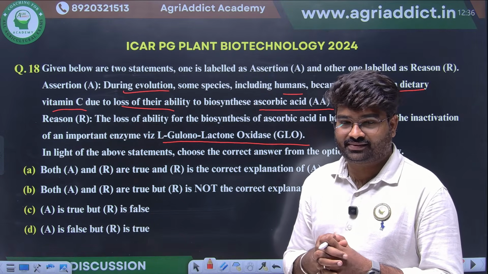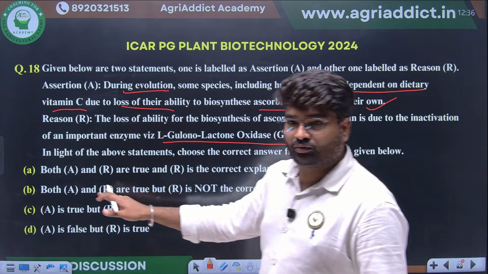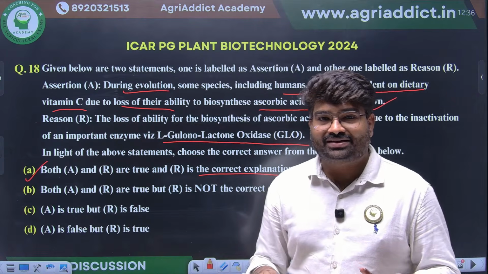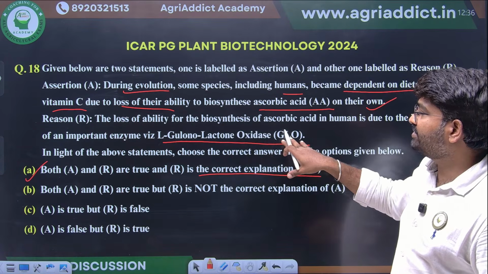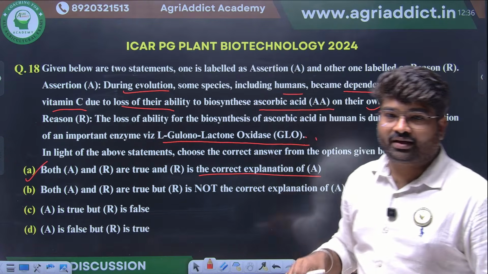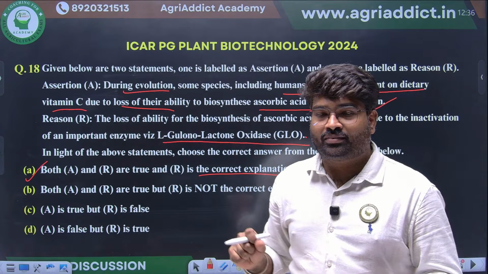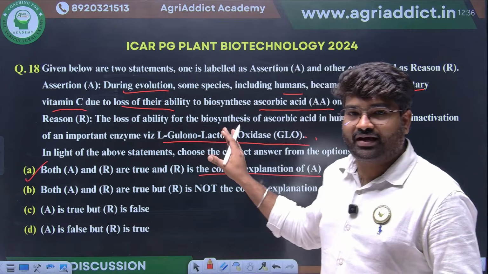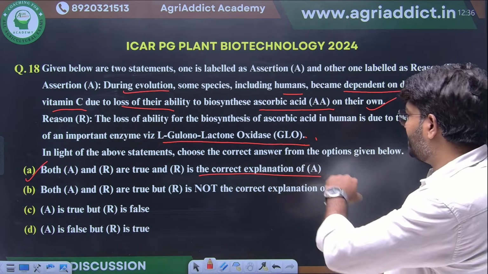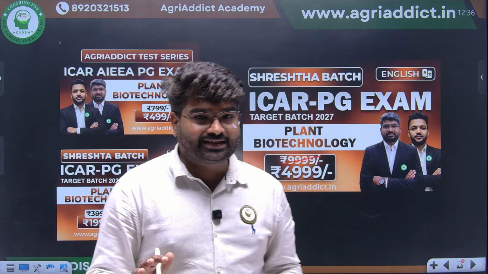Any guesses? Yes, this is correct. Both A and R are correct, and R is the correct explanation of A, because humans lack the enzyme gulonolactone oxidase. If that enzyme is not there, vitamin C synthesis will not happen. Because of that, vitamin C becomes essential for humans. So both A and R are true and R is the correct explanation for A.